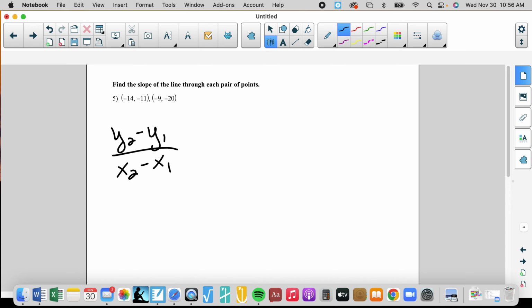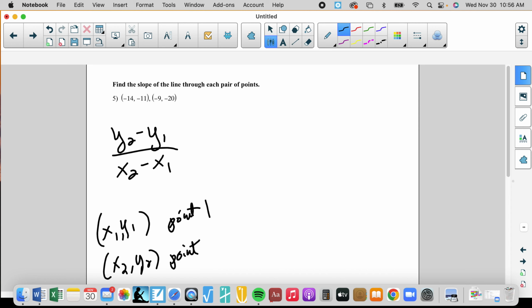And when we see y sub 1 and x sub 1, we're talking about a coordinate. And x sub 2, y sub 2, this is point number 1. This is point number 2. This is the x value in the first point. This is the y value in the first point. This is the x value in the second point.